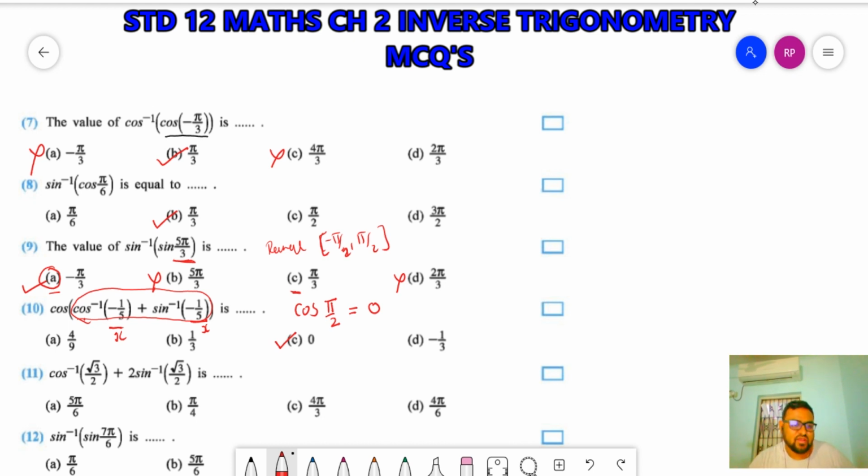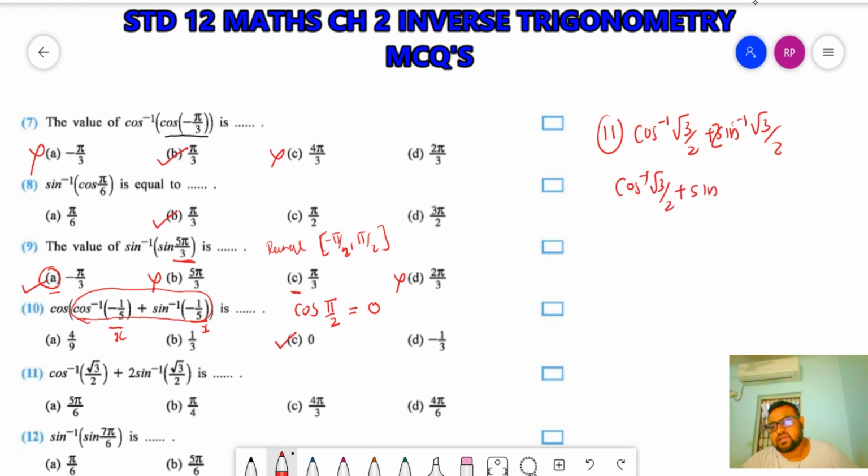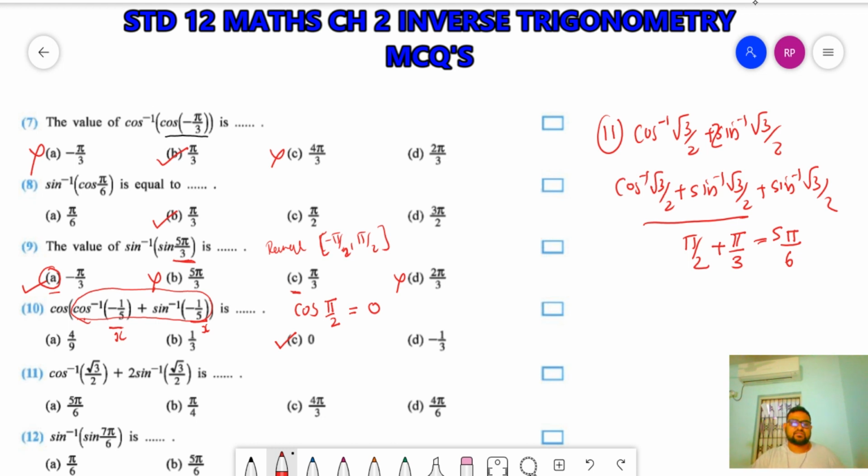Okay. 11. Cos inverse root 3 by 2 plus 2 sin inverse root 3 by 2. Okay, see, I can write down 2 sine inverse root 3 by 2 as cos inverse root 3 by 2 plus sine inverse root 3 by 2 plus sine inverse root 3 by 2. This is equal to pi by 2, using cos inverse x plus sine inverse x, plus sine inverse root 3 by 2. So sine inverse root 3 by 2, that is pi by 3. Okay, so pi by 2 plus pi by 3, LCM is 6, 3 pi plus 2 pi, that is equal to 5 pi by 6. Option A is the correct one. Clear? Okay, now let's see the next one.